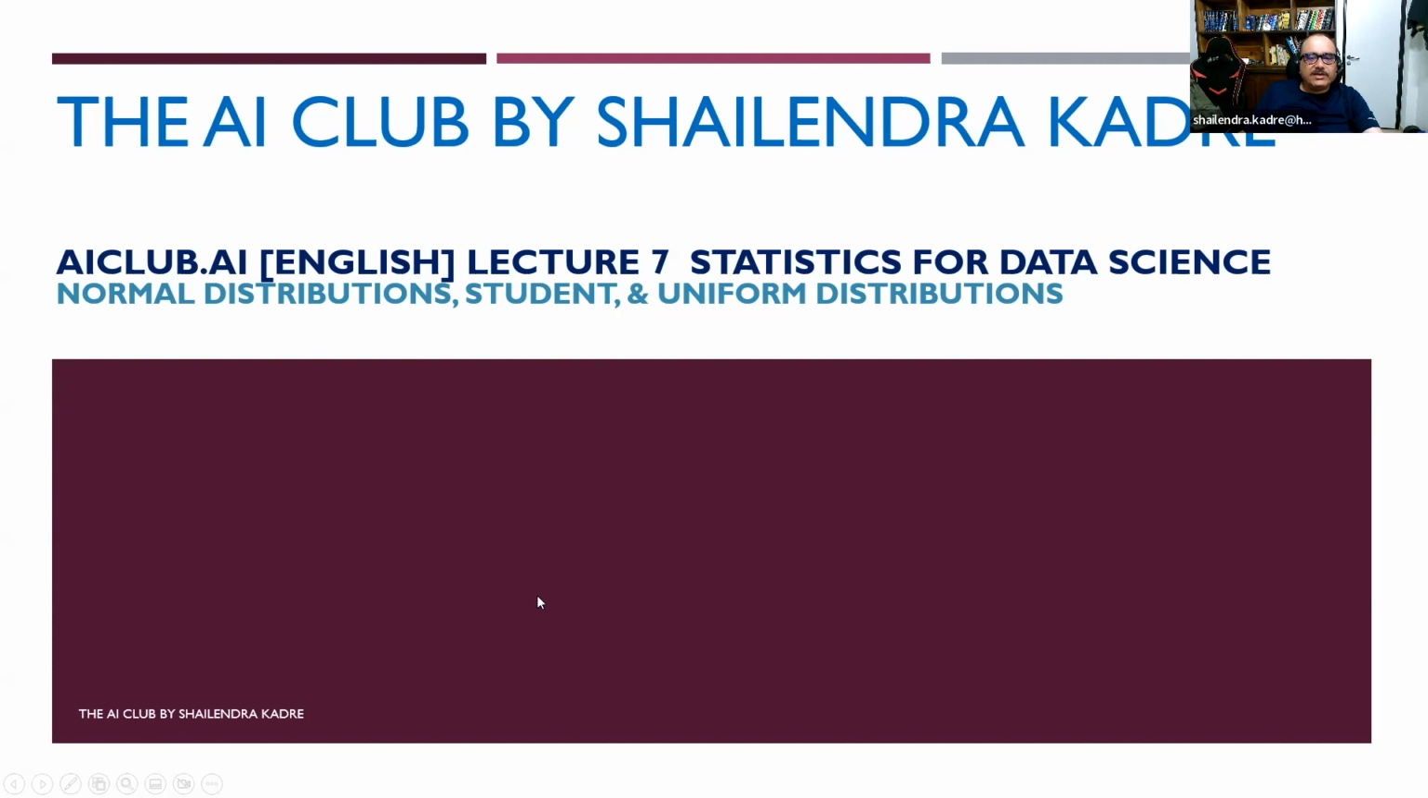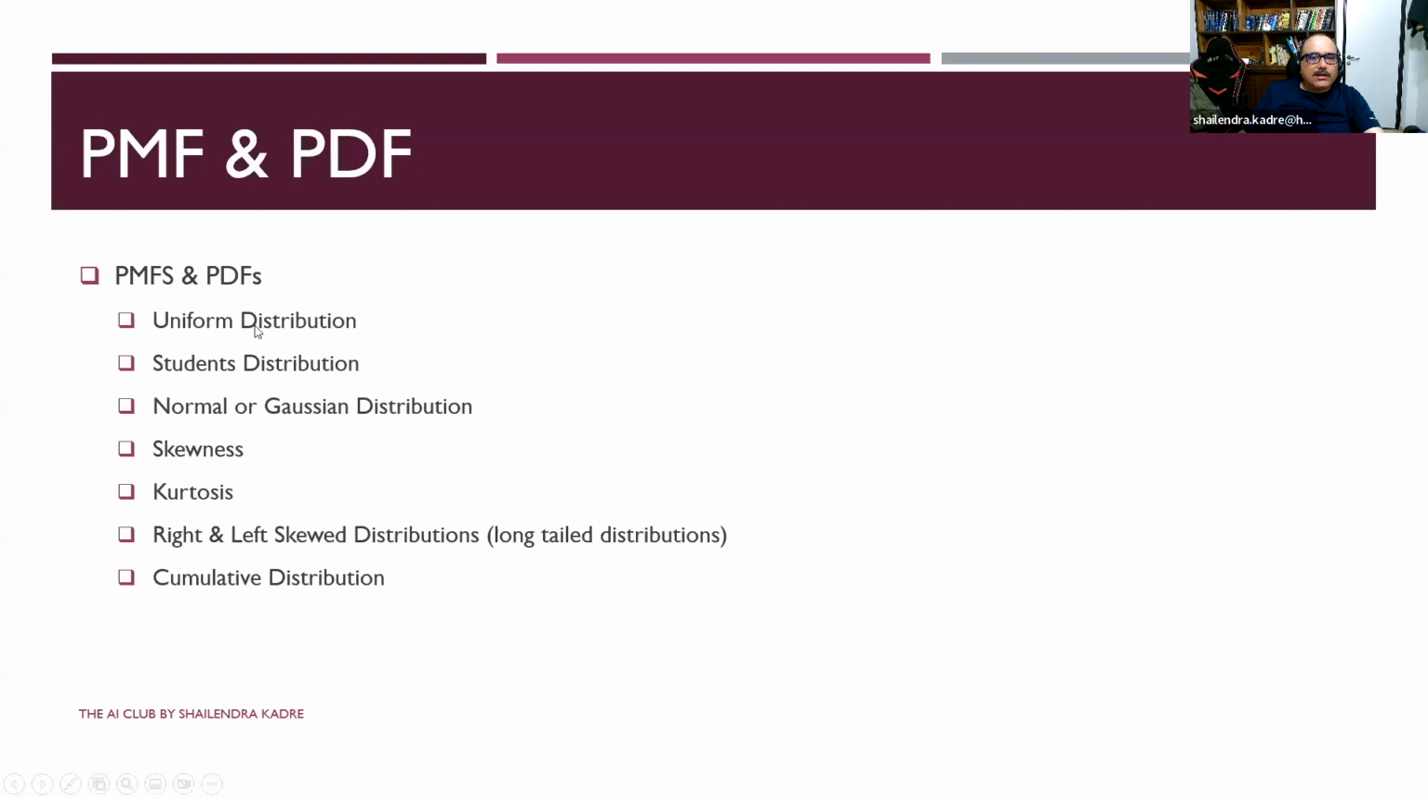Today, after finishing probability, we will start with our simple statistics lecture on distributions, like I have been promising you for many days. We will start with some simple probability distributions: uniform distribution, student distribution, then normal, skewness, kurtosis, right and left skewed distributions, and cumulative distribution. We'll take up a couple of lectures on distributions.